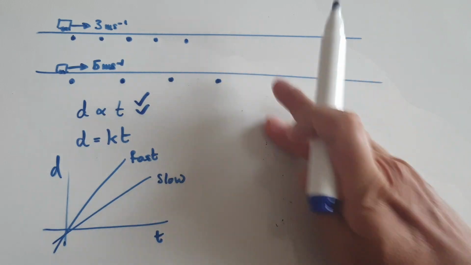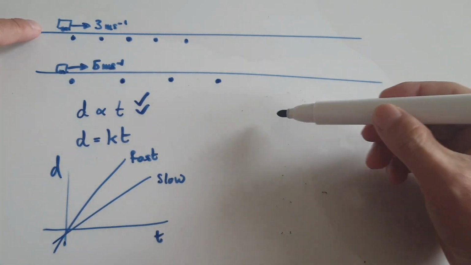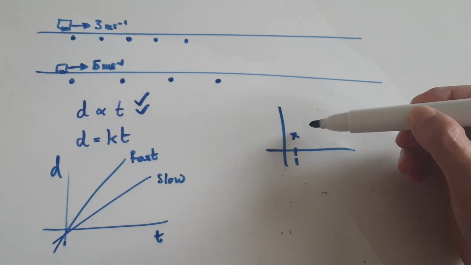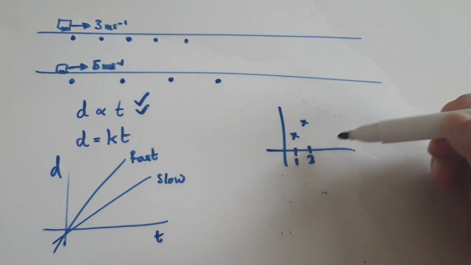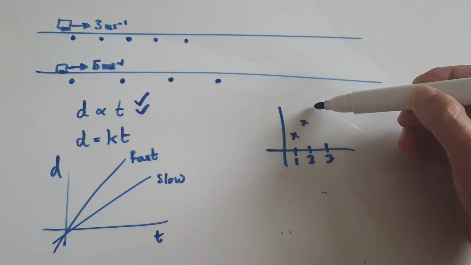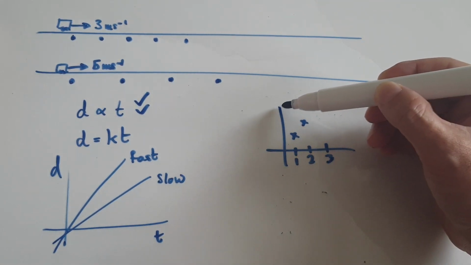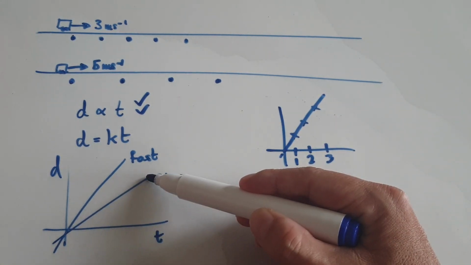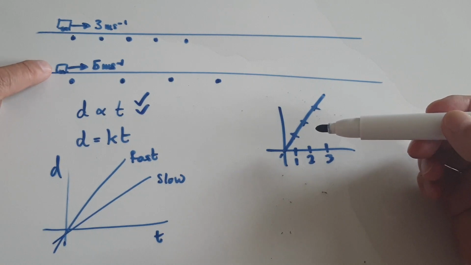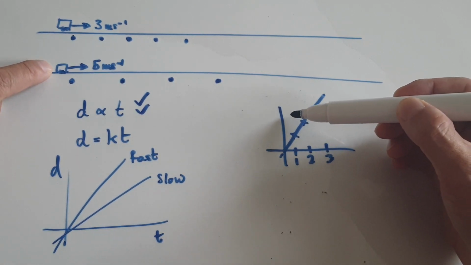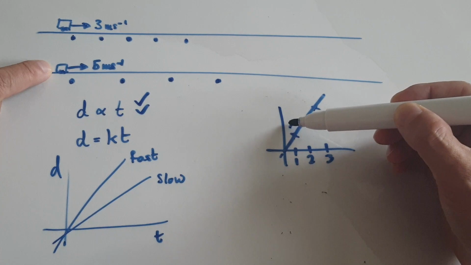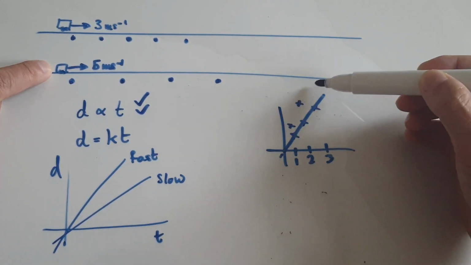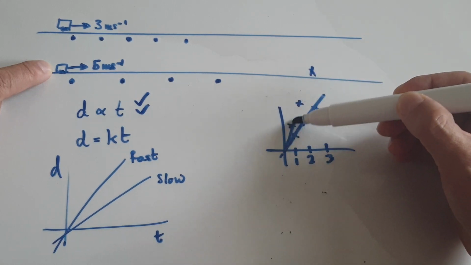So for example, let's try and plot a graph for car A, for the slow car. 1 second, it would have traveled 3 meters. 2 seconds, 3 seconds, it would be 9 meters. So the graph will look like this, which is for the slow car here. And then if you look at the fast car, 1 second it would have done 5 meters, 2 seconds, 10 meters, 3 seconds, 15. So it will look like this.